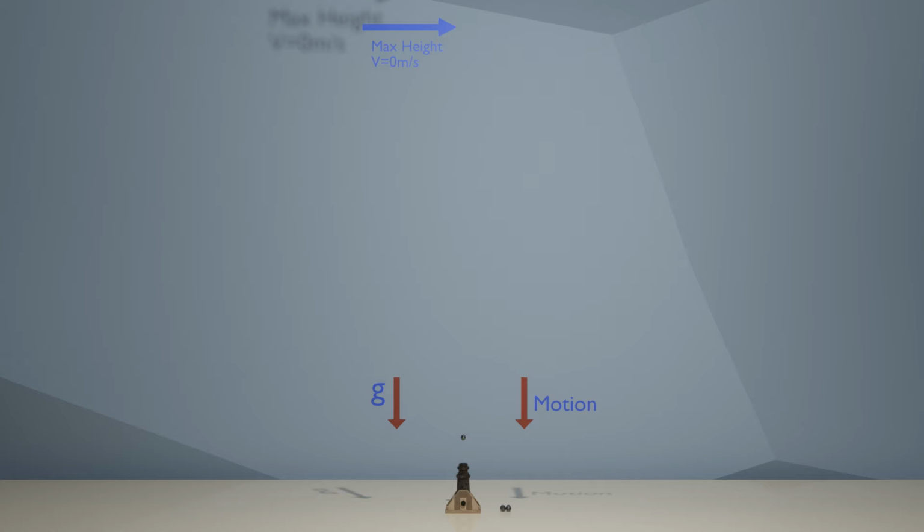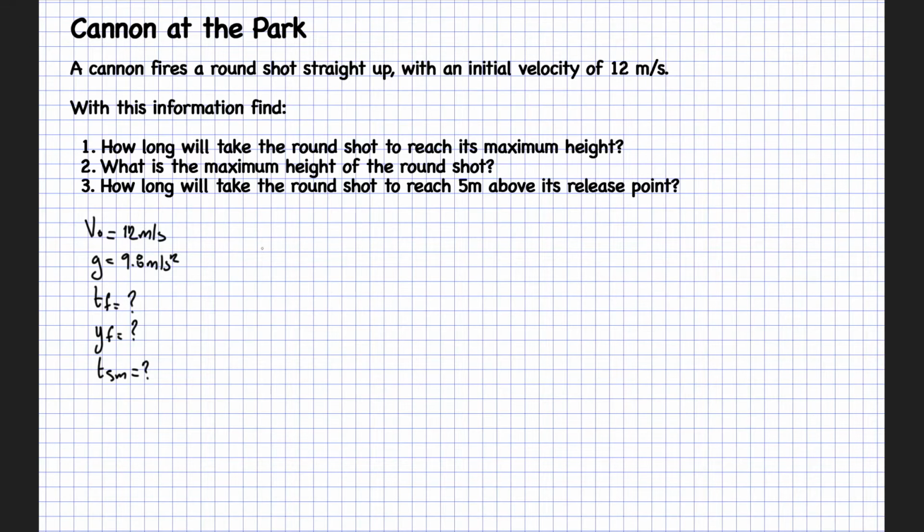The first part is to find the time it takes the round shot to reach its maximum height. For this, we use the equation that defines average acceleration, and from here, solve for time. So we have average acceleration equals final velocity minus initial velocity divided by final time minus initial time.